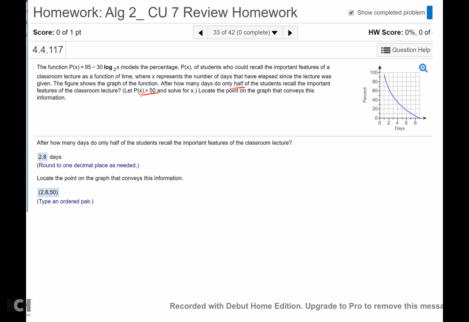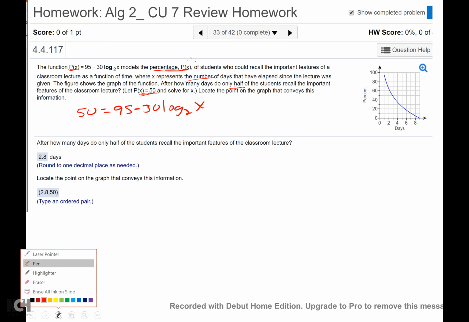oh, I get it. P of x is the percent of students that recall the important features of a classroom lecture as a function of time. So x is time, and p of x is the amount of kids that recall the information. They're saying if only half of the kids, and p of x is a percentage, how long is it going to take for only 50% of the kids to remember? So we let p of x equal 50, equals 95 minus 30 log base 2 of x.